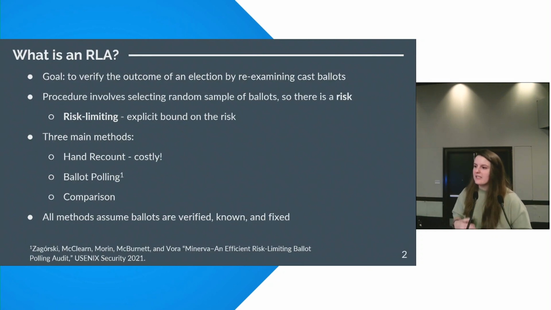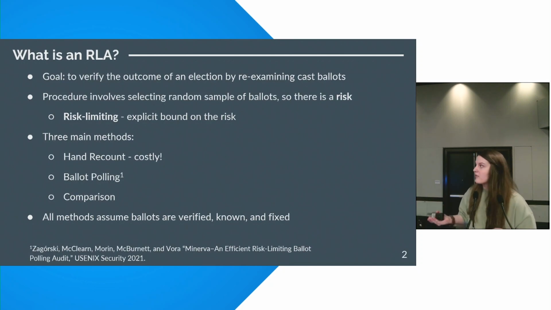An RLA is a statistical post-election audit with the goal of verifying the outcome of an election by re-examining cast ballots. I really want to emphasize here that an RLA only checks the election results. It can't actually change them. So it gives out two results: either election results seem correct, in which case you're good, or they're inconclusive. And in that case, we need to conduct more auditing to determine the correct election results.